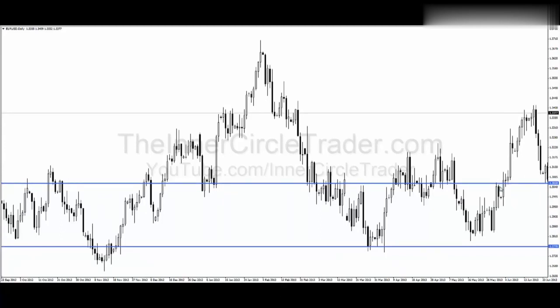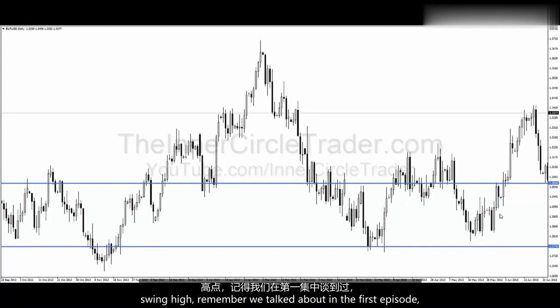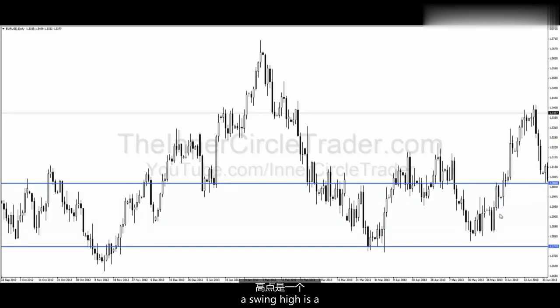Now you can see this swing high. Remember we talked about in the first episode, a swing high is a high that has a lower high on either side of it. We have a nice level of support and resistance in here. Same thing here. Nice support resistance. Nice support resistance. Again, same here. We have a nice swing high as well.